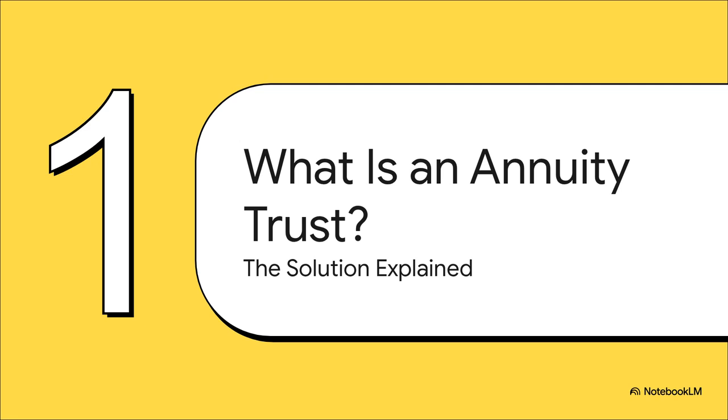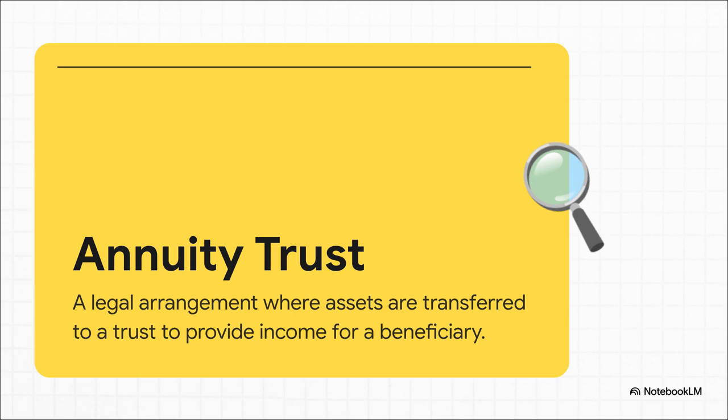Think of it less like a product you buy off a shelf and more like a strategy, a specific game plan you create to build that future income stream we were just talking about. So, what is an annuity trust really? Well, at its core, it's a legal setup with a pretty simple goal. You, the person creating it, they call you the grantor, put assets into the trust. Then, that trust is designed to pay out a predictable income to whomever you choose, the beneficiary.